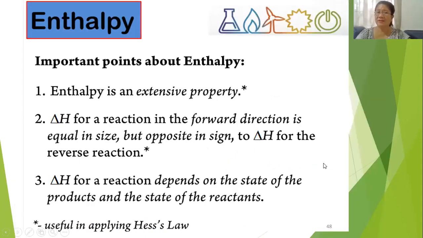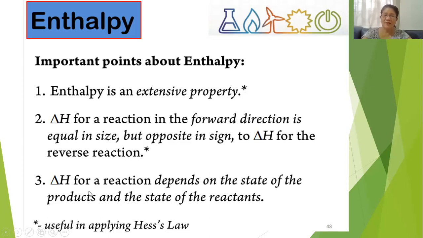Let us have these important points about enthalpy. First, enthalpy is an extensive property. Can you still remember intensive and extensive properties? The extensive property, meaning for instance the mass, the density, those are its properties. So delta H for a reaction in the forward direction is equal in size but opposite in sign to the reverse reaction. For the reverse reaction, it should be opposite in sign.